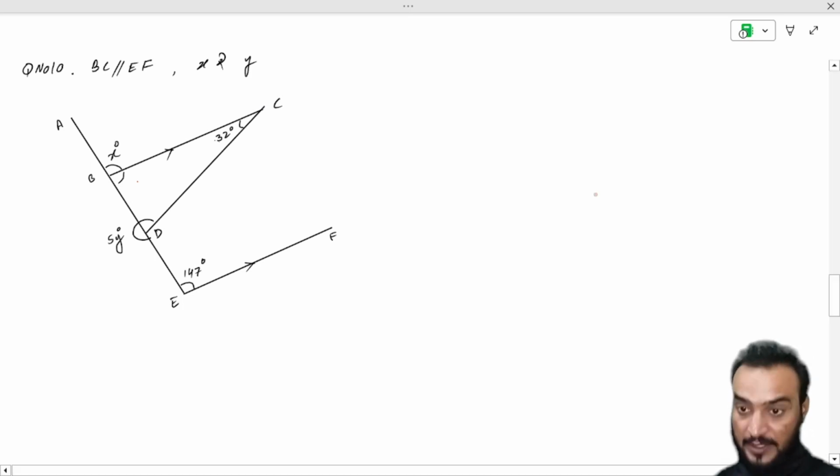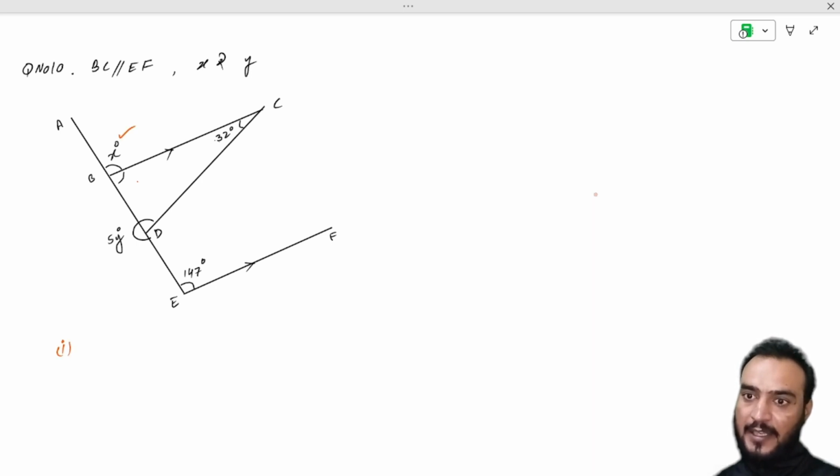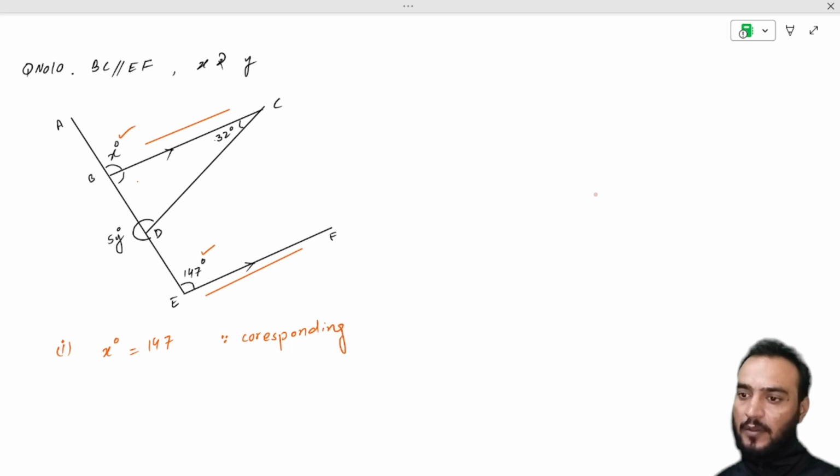Here in part 1, which is very easy, the angle x degrees and the angle 147 degrees are equal. x degrees is equal to 147 degrees because EF and BC are parallel lines. So the angle x degrees and angle 147 degrees are corresponding angles. So these angles are equal, corresponding angles. After finding this corresponding angle x degrees, we can find this angle for part 2, the value of y.